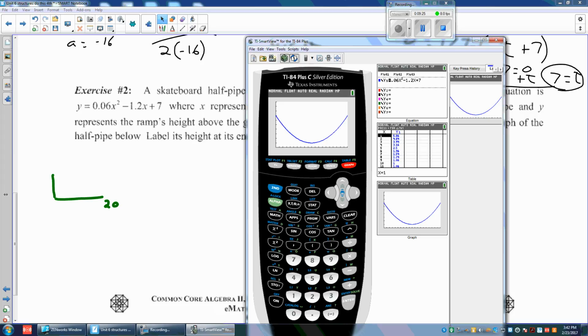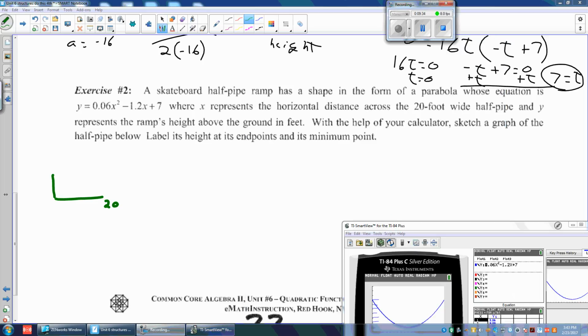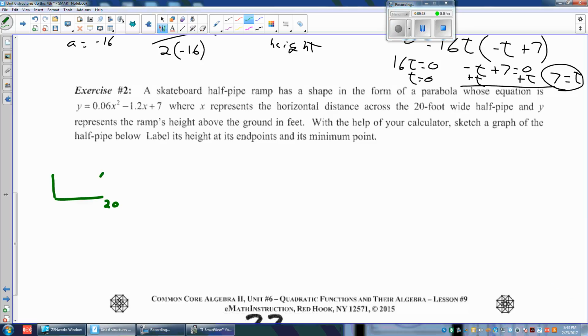Let's sketch it. It's how high? 7 feet. 1, 2, 3, 4, 5, 6, 7. 7 feet. Here's the spot where we sketch it. We know at 20 feet, it has to be 7.